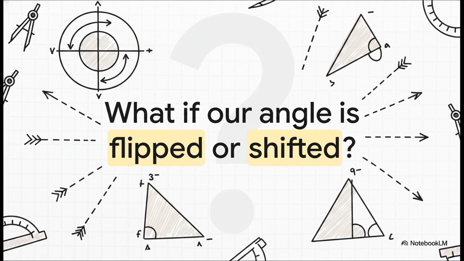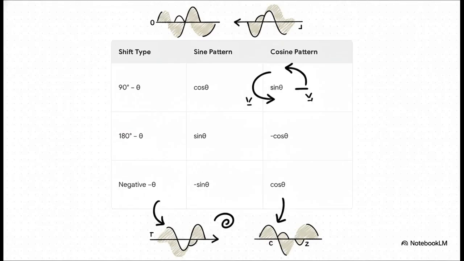Like, what if we look at an angle completely backwards? Or what if we look at its exact complement? Just notice the beautiful symmetry going on here. If you take a complementary angle, 90 degrees minus theta, sine and cosine completely swap identities. Sine turns into cosine, and cosine turns into sine. But look at the bottom row.